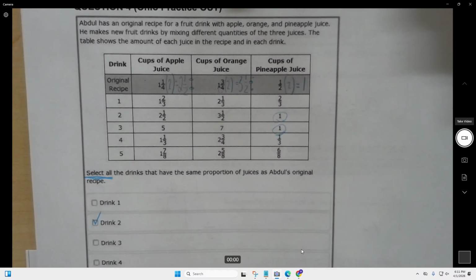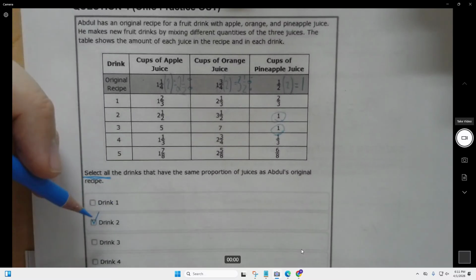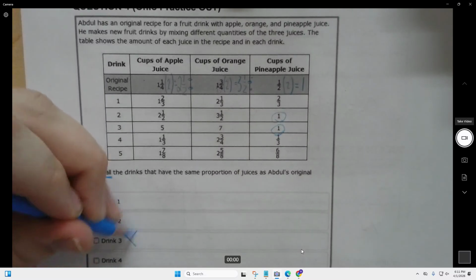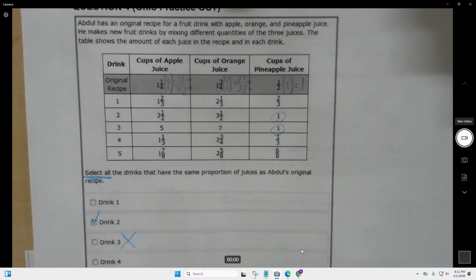So, oh boy, this is a doozy. Oh, wait. We know that drink 3 is not. Okay. This is a doozy of a question. So let's use some sense here. Okay.